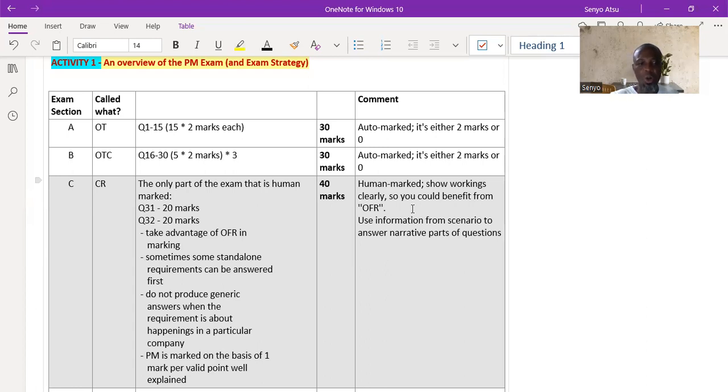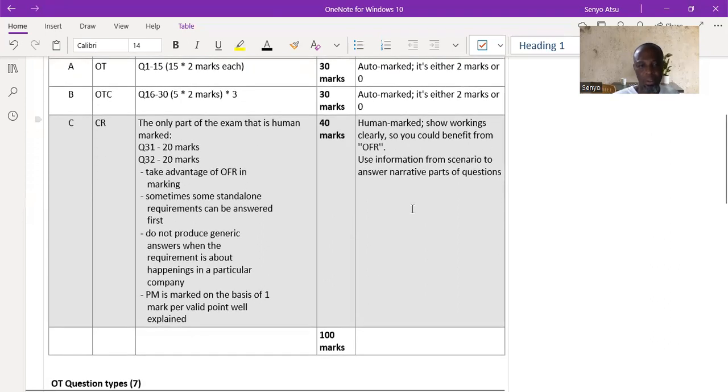Exam section C is called constructed response, CR. And in PM, you're going to have these 2 questions, questions 31 and 32. Highly likely with sub-parts, 20 marks each.